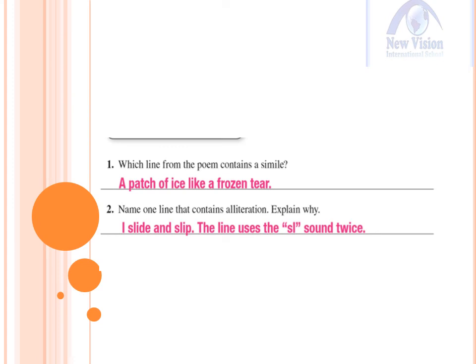Take a look at the given answers. Number 1. Which line from the poem contains a simile? Answer: a patch of ice like a frozen tear. Number 2. Name one line that contains alliteration. Explain why. I slide and slip. The line uses the SL sound twice.